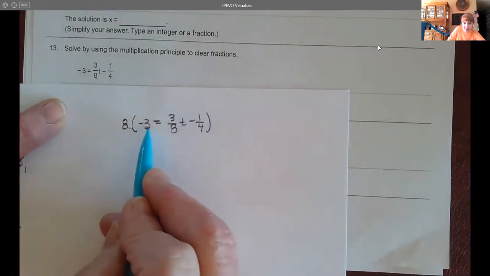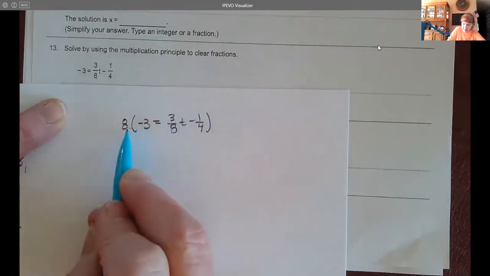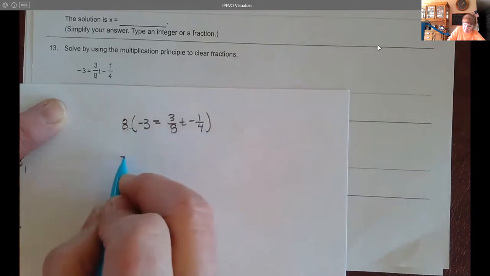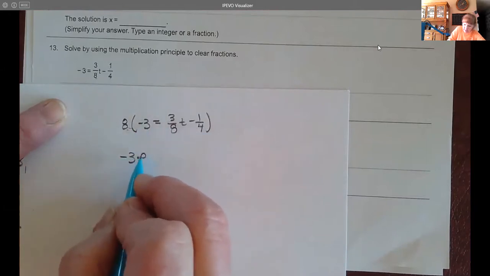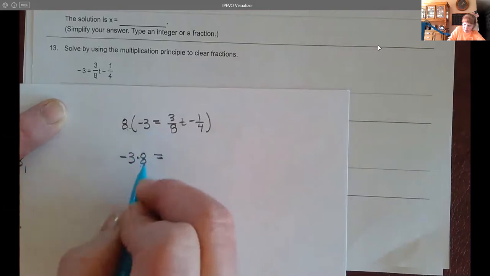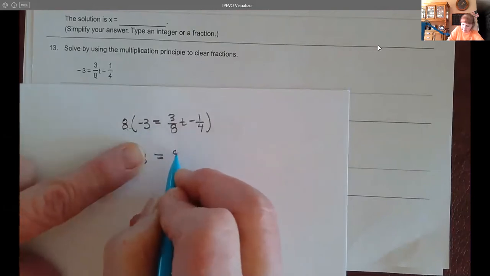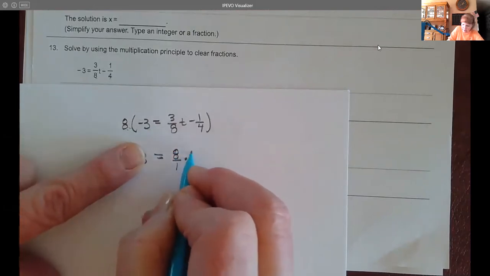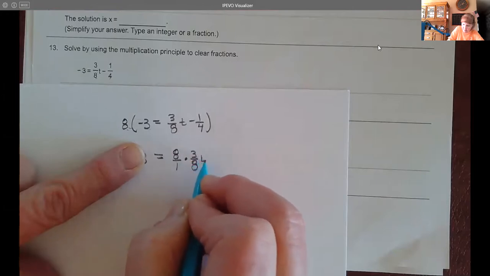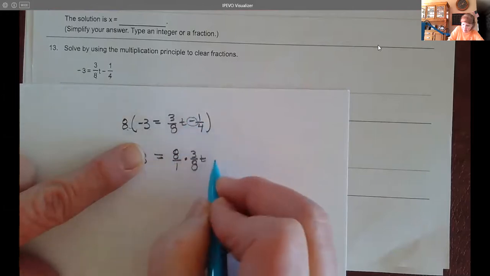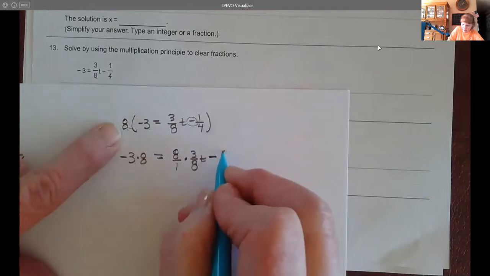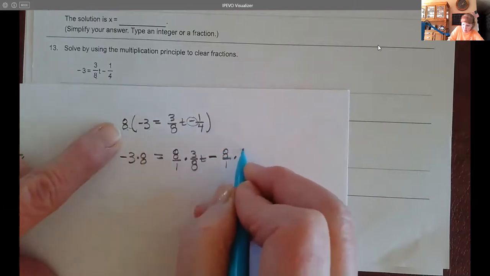So 8 times this, 8 times this, and 8 times this. So -3 times 8. I'll multiply those. Here I'll take 8/1 times 3/8t. Then I have my subtract sign. 8 over 1 times 1 over 4.